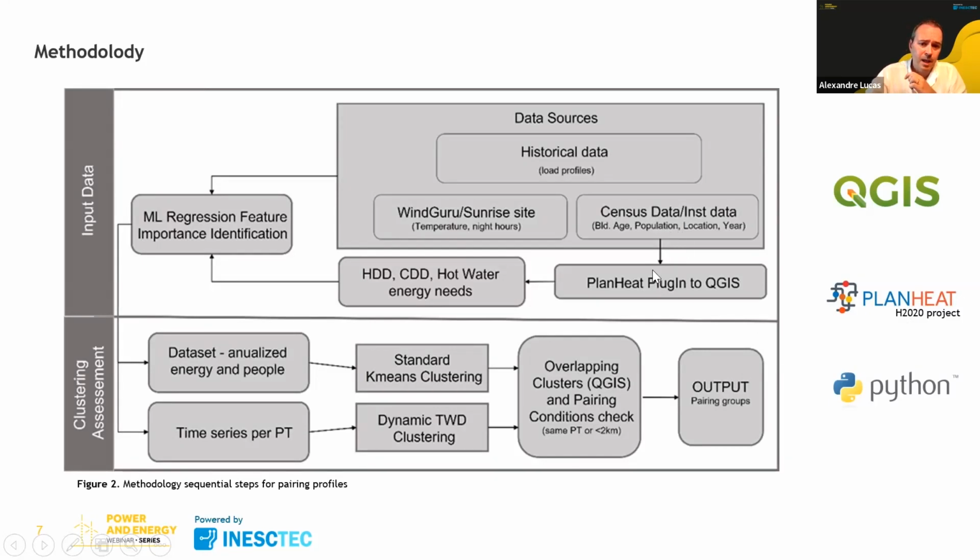And with this plugin, we gathered data from the census data and statistical data. And if we feed this plugin with population, building age, the year, and so on, we are able to get quite an accurate prediction of what the needs will be. Okay, then taking the load profiles and a bit of feature engineering and adding attributes to our data set, we were able then to identify what were the main variables that contributed to the energy consumption of all these profiles. So we used machine learning regression, extreme gradient boosting, and we identified the feature importance.